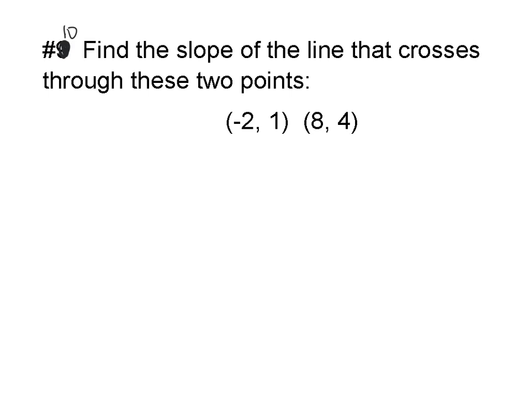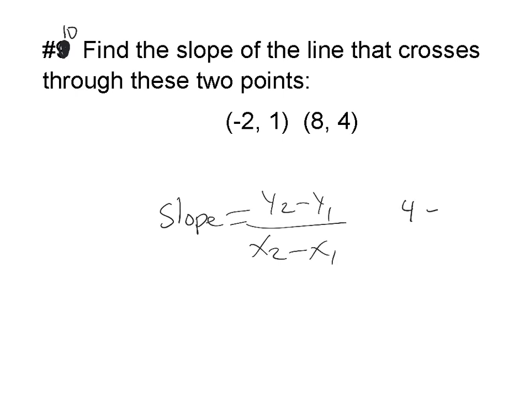It says find the slope of the line that crosses through these 2 points. So remember, we're going to have to use our slope equation, which is y2 minus y1 over x2 minus x1. Remember that? So let's put in our pieces. y2 would be 4 minus 1, right, y1. x2 minus x1. Okay, 4 minus 1 is 3.